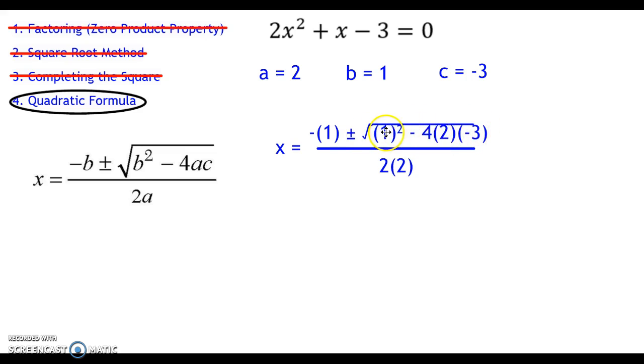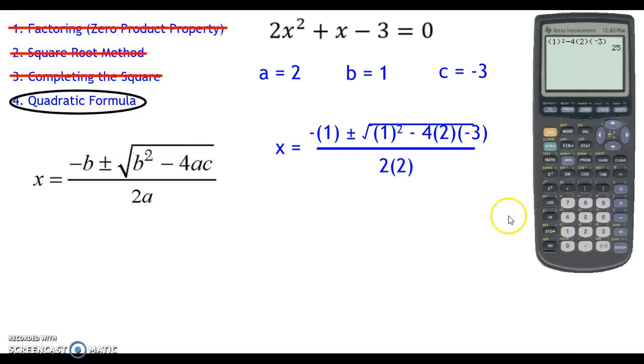The next thing I'd like you to do is try to evaluate the piece that's inside the square root. 1 squared minus 4 times 2 times negative 3. You could try to do this by hand. You could try to do this using your calculator. Whichever one's your pleasure, just try to get it right. And as you can see here, there's no shame in taking the entire piece that's underneath the square root symbol and substituting it all into your calculator and pressing enter.